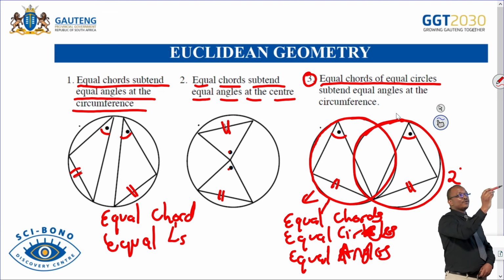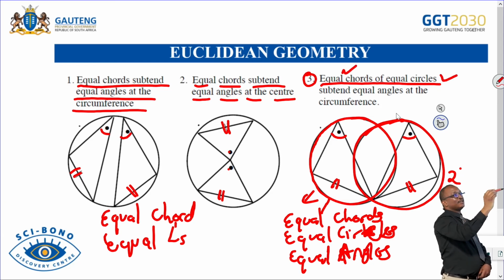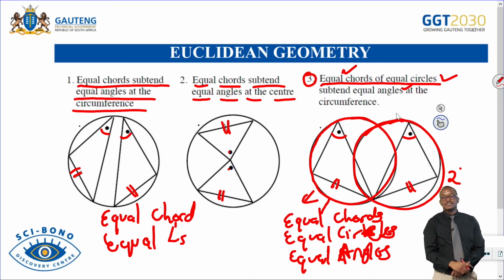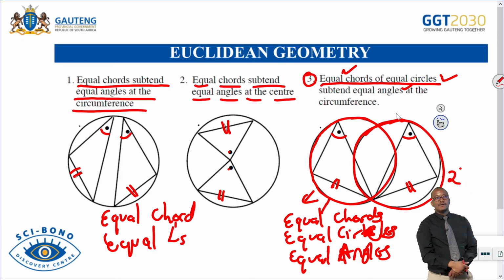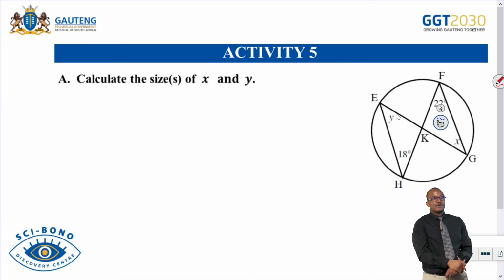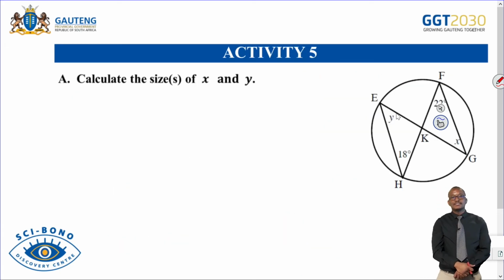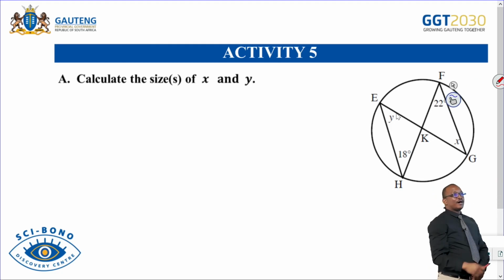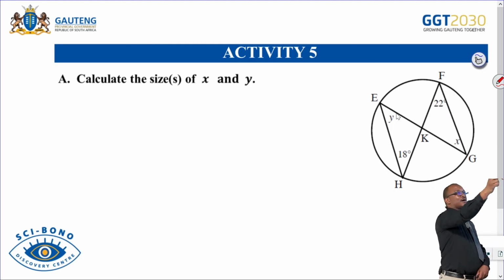You will state your equal chord, equal circle, and equal angles. That's how you will state the reason for those angles. So, from there, let's now look into our diagram there.